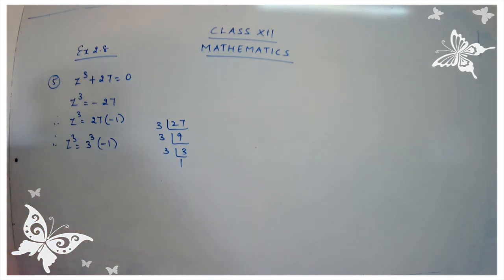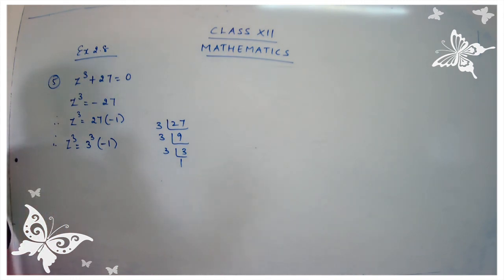Now what I am going to do is take cube root on both sides. Why am I taking cube root on both sides? Because I don't want z cube, I want only z. So how are you going to remove the cube from z? If you have to remove the cube from z, you are going to take cube root.